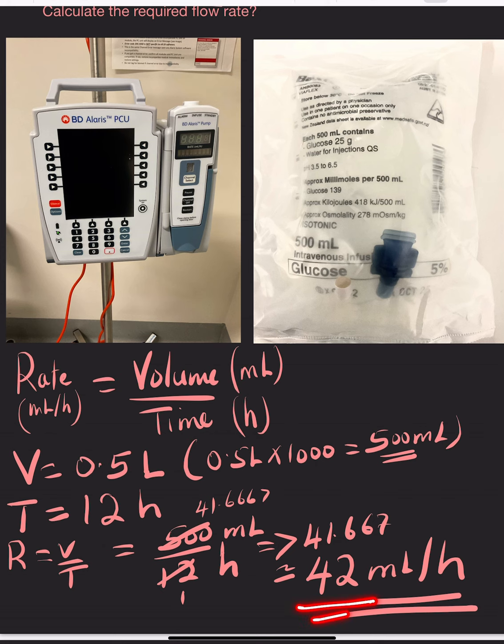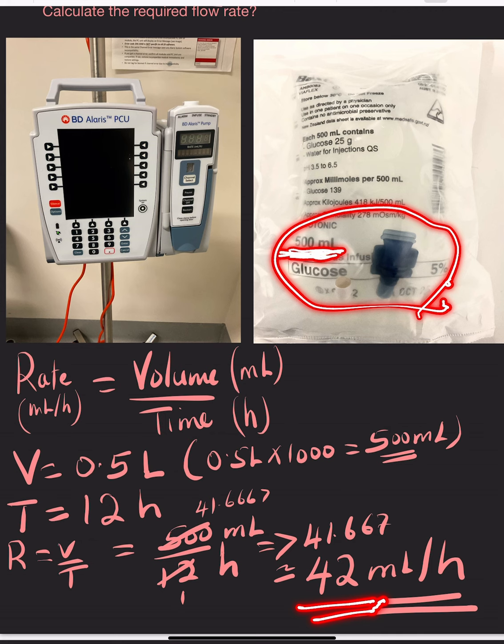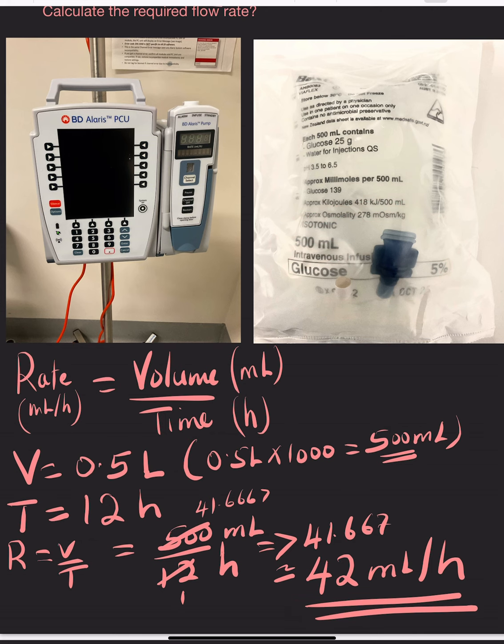And this means that every hour, the patient will receive 42 mils of this dextrose. Therefore, if we keep on giving 42 milliliters per hour, after 12 hours, we should be able to infuse the 500 mils as required. And that becomes your answer.